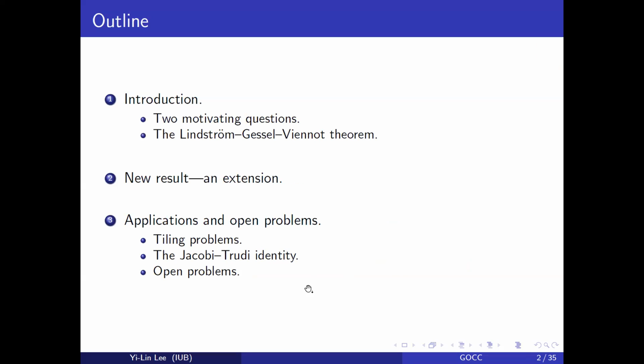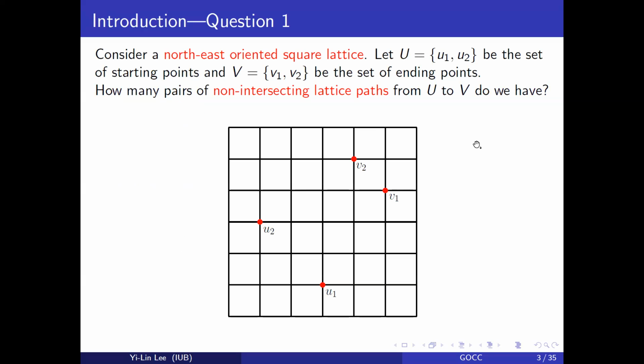Today I will start from two motivating questions and then introduce what the Lindstrom-Gessel-Viennot theorem is. Next, I will move on to our new results and an extension of the theorem. Finally, I would like to talk about applications and some open problems, especially on the tiling enumeration problem and the Jacobi-Trudi identity. Okay, so let's start with the first question.